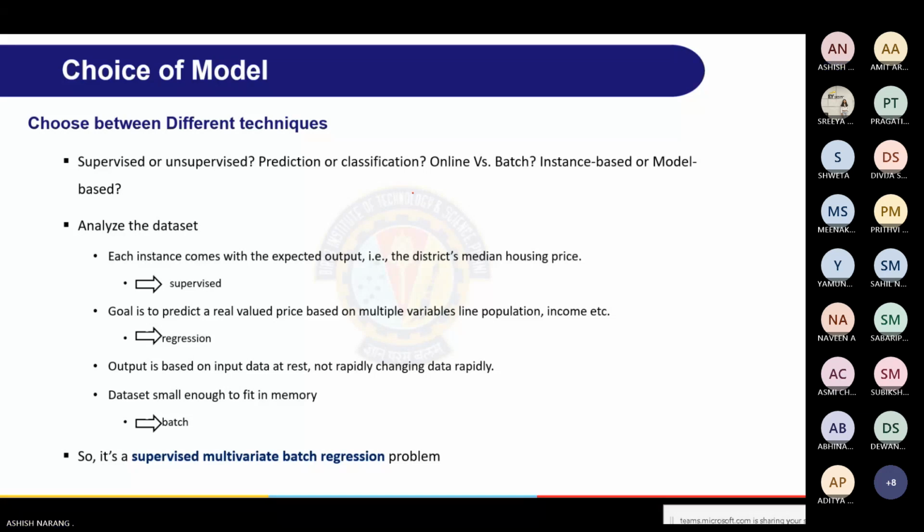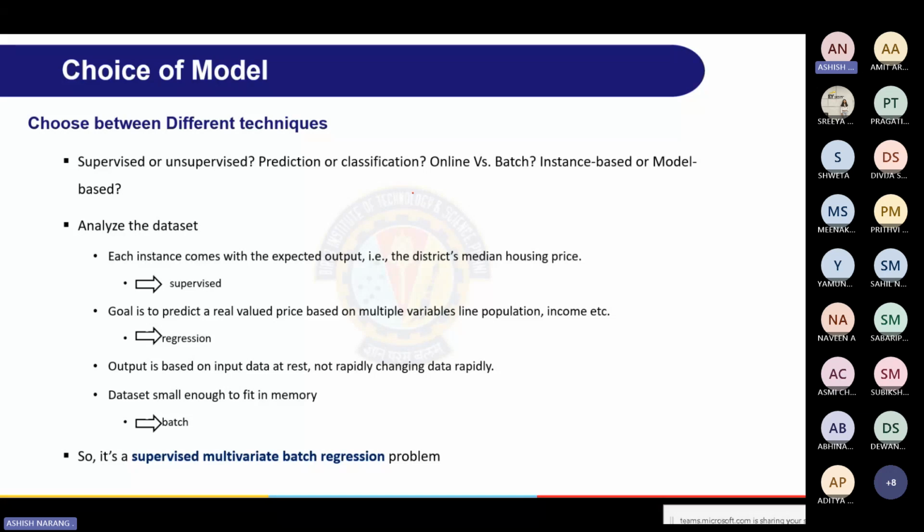Then we have to look at the data set and analyze it. Each instance comes with expected output, which is the district's median housing price. So there is already some historical data available with you, so it becomes a supervised problem. The goal is to predict a real valued price, because price is real valued, continuous in nature. So it becomes a regression.